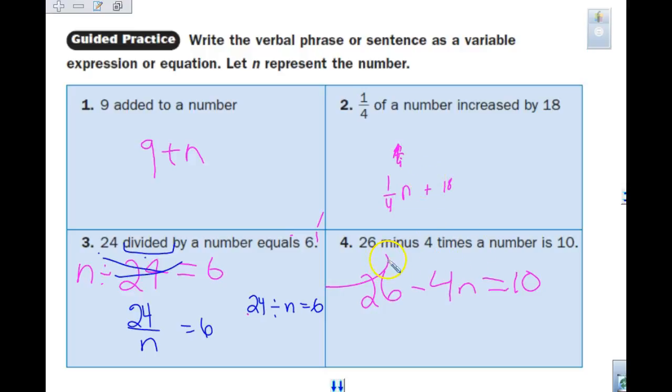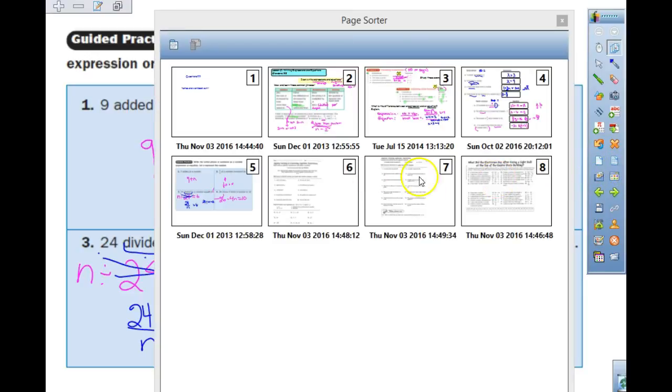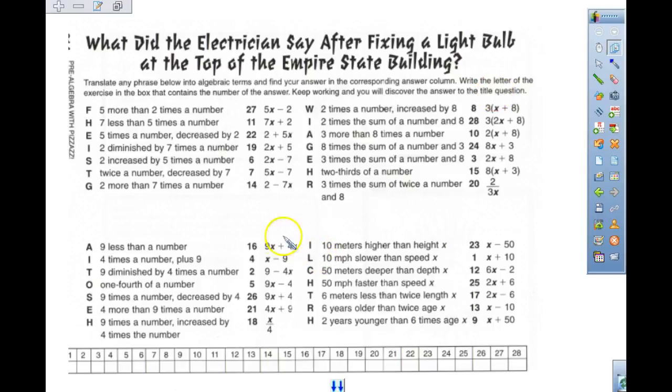So if we are looking 26 minus 4 times a number, all right. So what we want to take a look at is, I'm going to show you this, and so this is another like practice sheet that I could give you. So I want you to write this phrase down right now. 5 more than 2 times a number. Please write that right below those other examples.